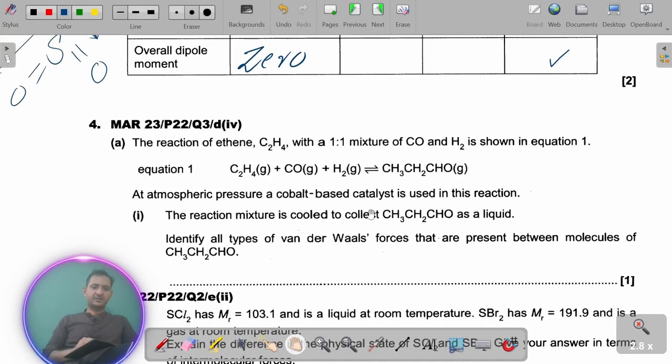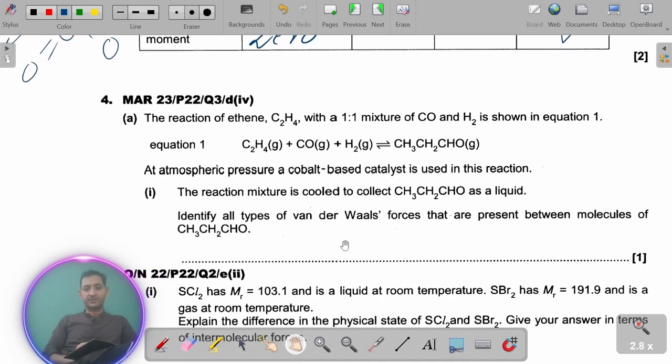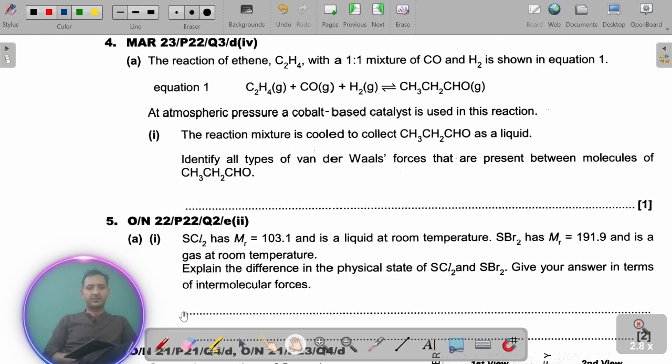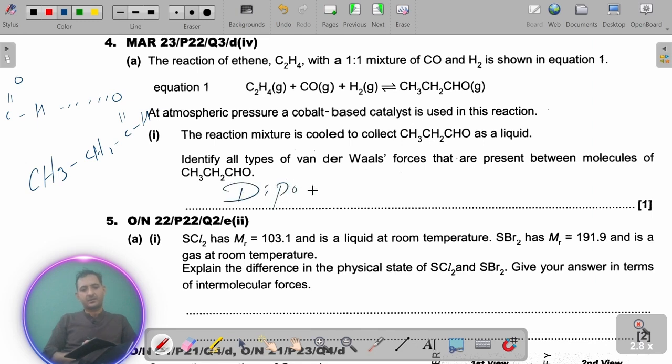Okay, the next question is the reaction of ethene, and a mixture is shown. Identify all types of van der Waals forces that are present between molecules of this. It is an aldehyde group: CH3, CH2, C double bond O, and H. So it can develop some dipole interaction with the hydrogen of another molecule. So which van der Waals force? There are dipole forces, the dipole type of van der Waals force.